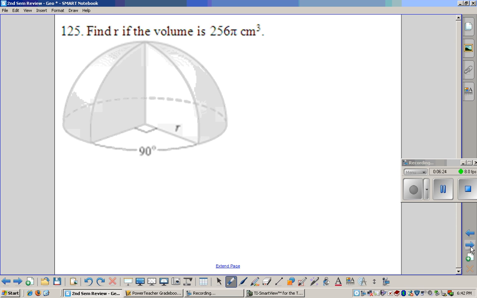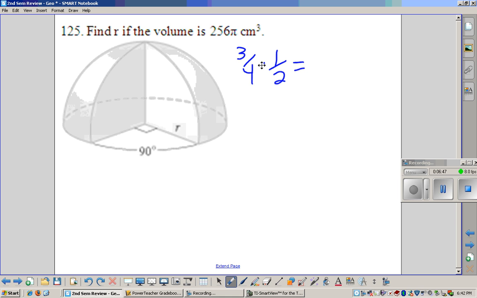Now we're on to this one. Find r if the volume of what you're looking at is 256 pi. This is really interesting because this is the volume of what looks like a hemisphere, but it's not even a whole hemisphere, it's 3/4 of a hemisphere. So we're looking at 3/4 of half of a circle.